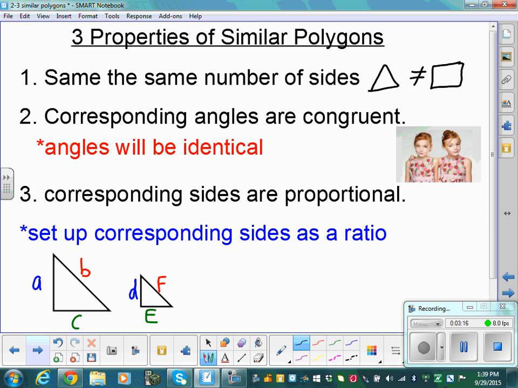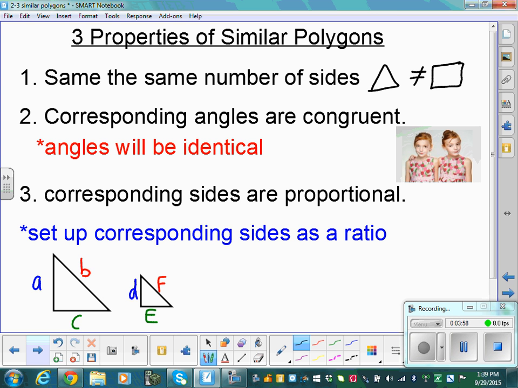The second thing, corresponding angles are congruent. Once again, corresponding angles are congruent, meaning even though we have a small polygon and a large polygon, the angles are going to be equal. Congruent means equal. So just because we have a large polygon and then a small polygon, those angles will be exactly equal. Even though one's large and one's small, angles will be equal, identical. So I have my picture of my identical twins. Identical twins are identical. Their DNA is identical depending on what kind of twins they are. But that's how our 2 polygons are going to be, they're going to have identical angles.